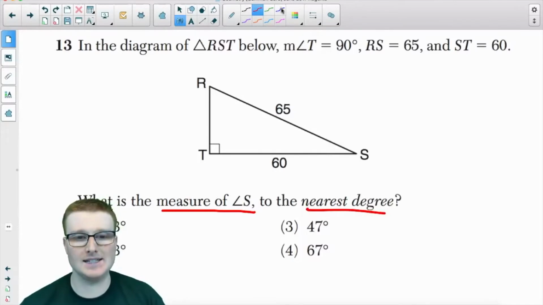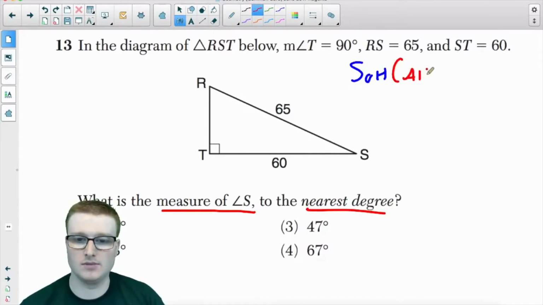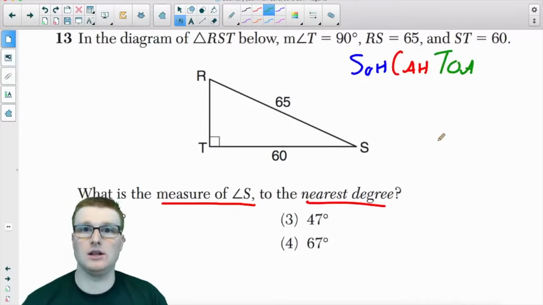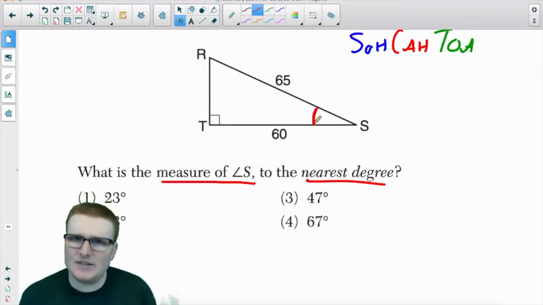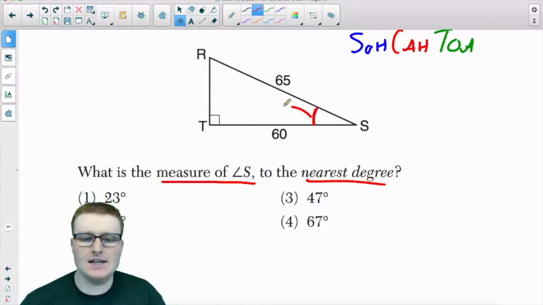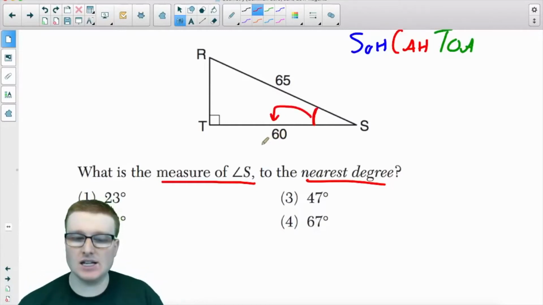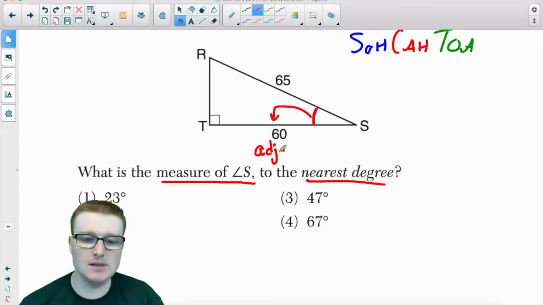So this is a classic SOHCAHTOA question. Sine, cosine, tangent. Okay? So let's go ahead and try it. In order to solve for the measure of angle S, we need to figure out what sides we're given. We're given the side next to it, and the side next to it is called your adjacent side. Adjacent means next to in geometry or in math.